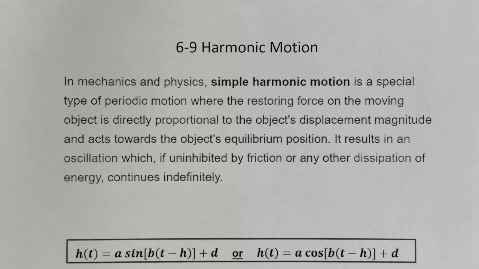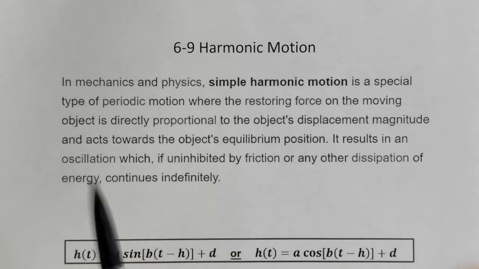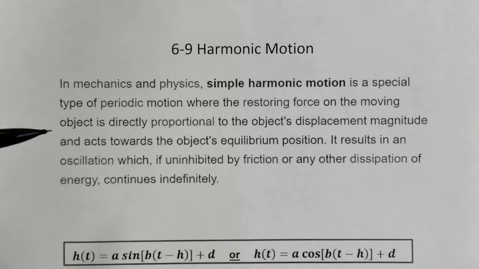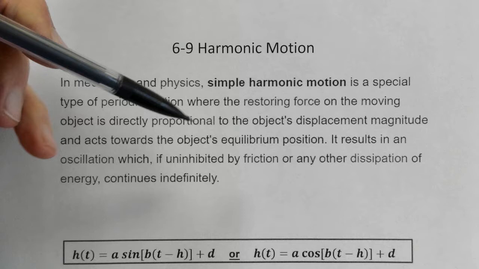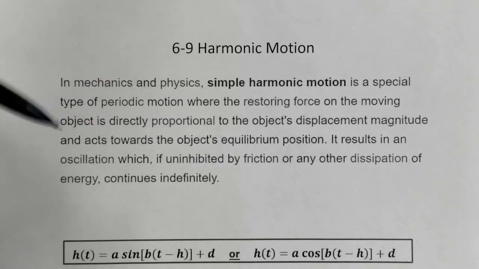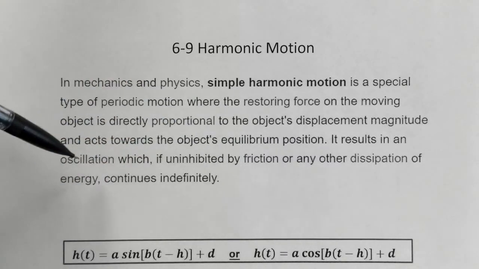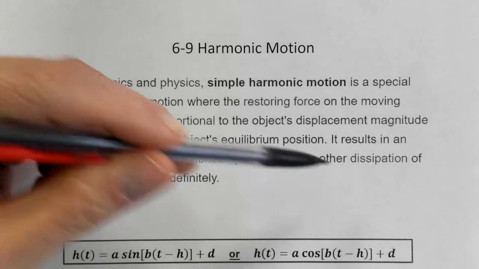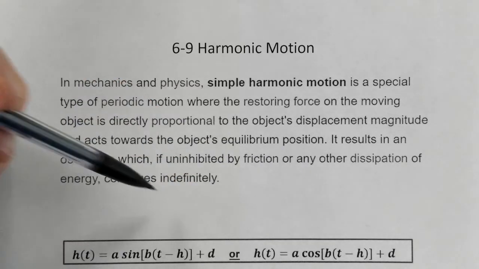All right, guys, in this section 6-9, we're looking at harmonic motion. Harmonic motion is a special type of periodic motion where the restoring force on the moving object is directly proportional to the object's displacement, magnitude, and acts towards the object's equilibrium position. It results in an oscillation which, if uninhibited by friction or any other dissipation of energy, continues indefinitely.